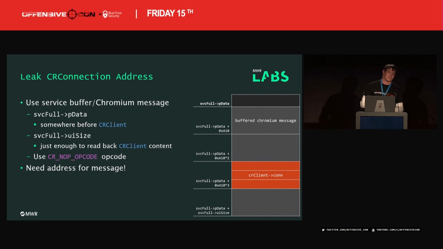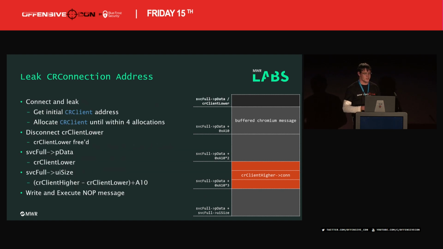Now, what we're going to do to actually leak a connection, or the con member here, is fake a Chromium message and have it stretch across a CR client object. The idea is to point our fully controlled service buffer to a couple of allocations before the target CR client object, and then write an opcode message to it and have it execute, and we'll receive the content of that message, which will contain the entirety of that CR client object, containing a pointer to the CR connection object.